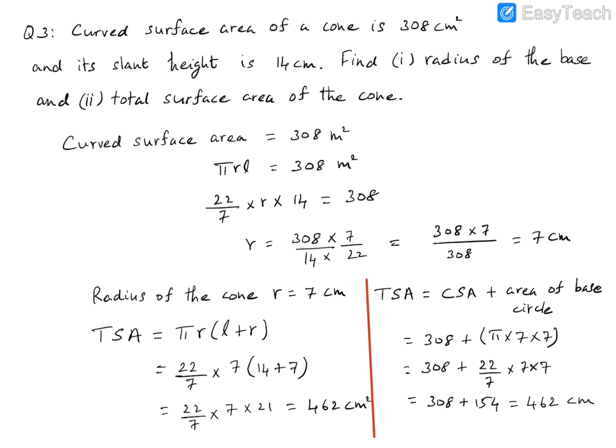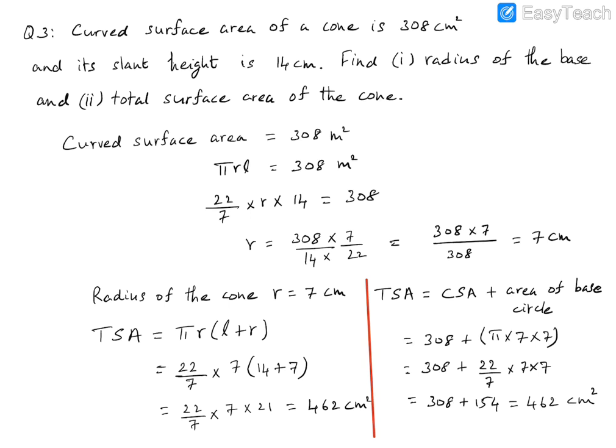Previously we have just used the formula for the total surface area. Here we have used the fact that the curved surface area is given to us already, and we know that the total surface area is the sum of the curved surface area and the area of the base circle. So we have computed the area of the base circle and added it to the curved surface area to get the total surface area, which we have the same answer as 462 centimeter square.